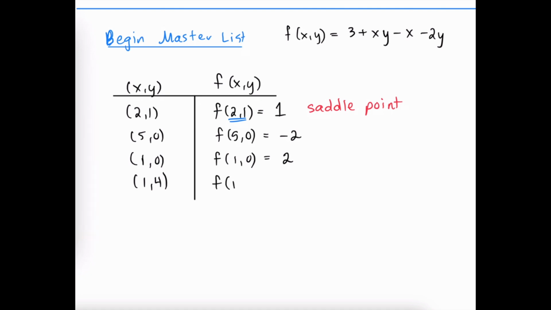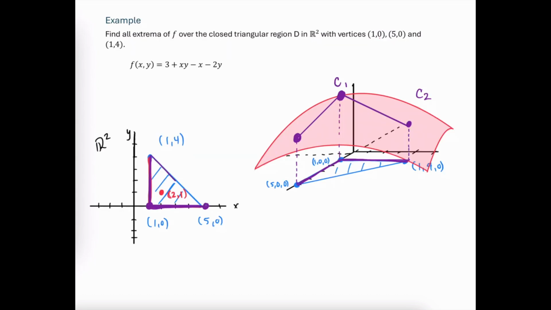So we need to determine what the output on the surface is at the domain element (1, 4). So this is 7 minus 1 minus 8. That is negative 2, and we're getting somewhere with our master list. Now we need to check this last boundary here, the hypotenuse side of our triangular region. And so essentially we need to figure out what this plane equation is.